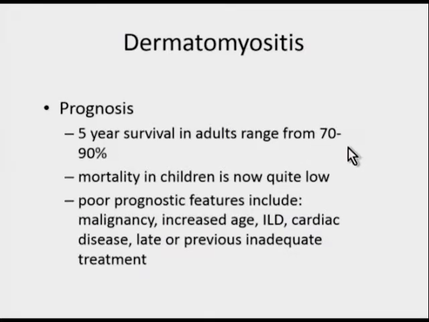but overall fairly good in adults. It used to be a terrible fatal disease in children, which is not so much the case. However, there are poor prognostic features which include the presence of an underlying malignancy, obviously. Older patients do tend to do a bit worse. Other features are interstitial lung disease, cardiac disease related to the inflammatory manifestations, and late or previous inadequate treatment.